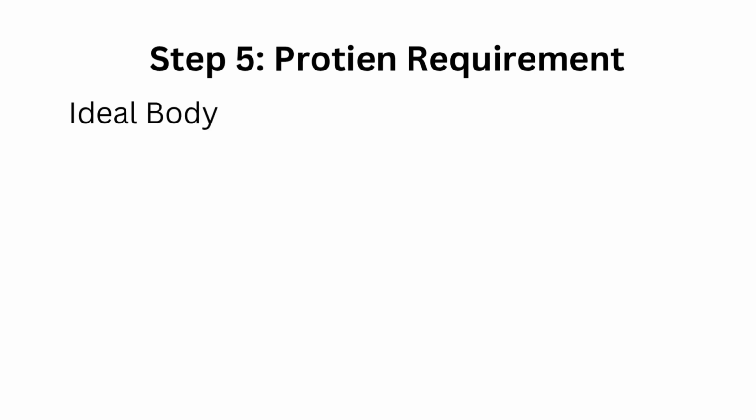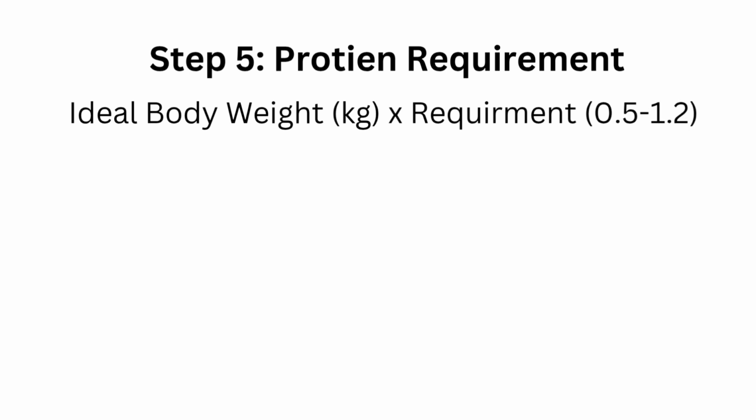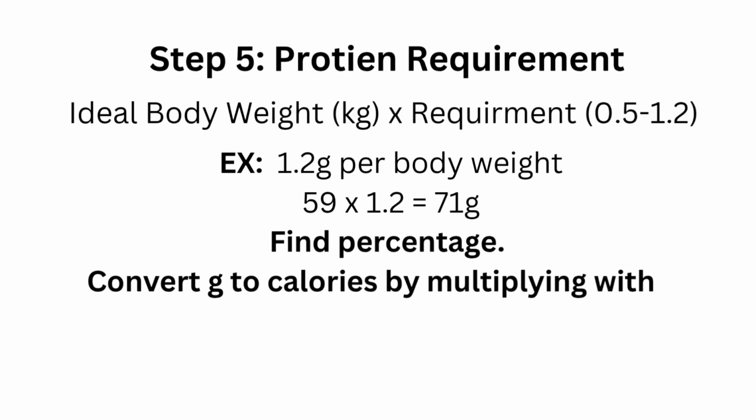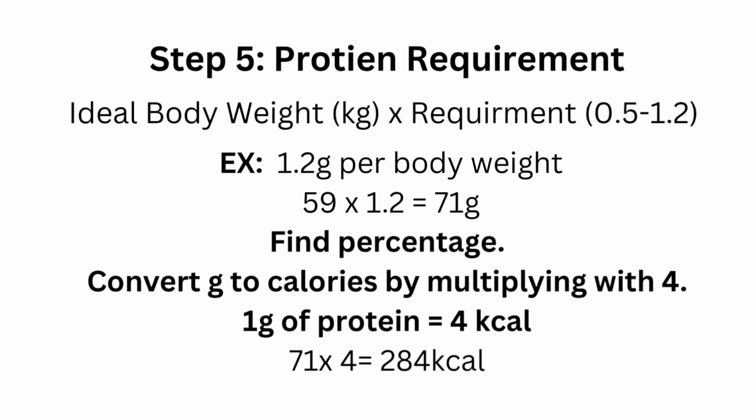Step 5 is calculating protein requirement. Protein is always calculated based on body weight, and the requirement usually ranges from 0.5 to 1.2 grams per kilogram, depending on patient condition. For example, a normal individual can be given around 1 to 1.2 grams per kilogram, while in some clinical conditions we reduce or increase accordingly. Once we have total protein in grams, we convert it into kilocalories by multiplying by 4, because 1 gram of protein provides 4 kilocalories. After that, we convert into percentage of total energy. We take the protein kilocalories divided by total calories, multiply by 100, which gives us the percentage contribution.